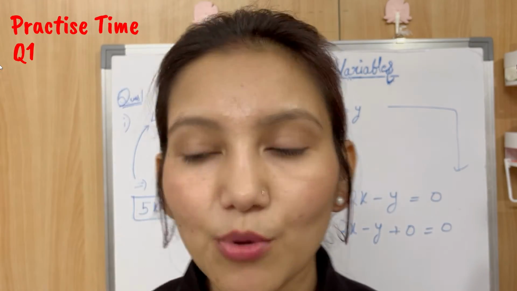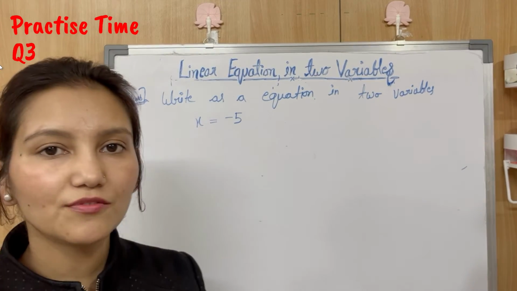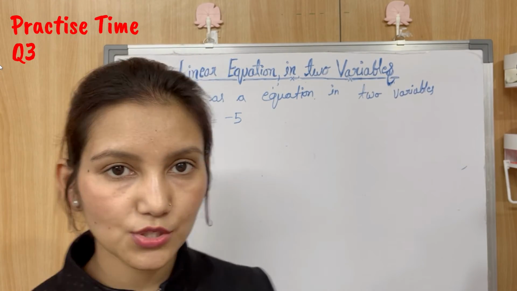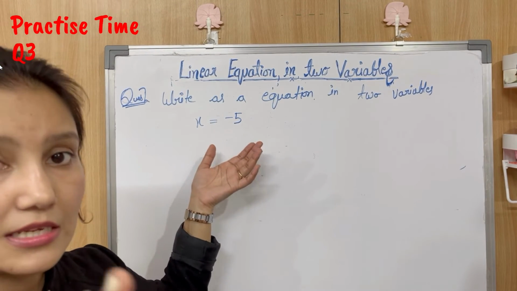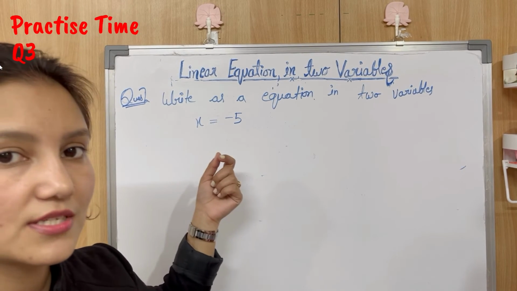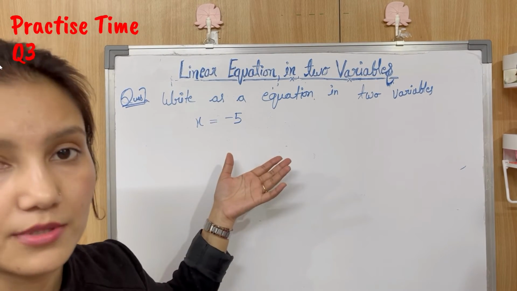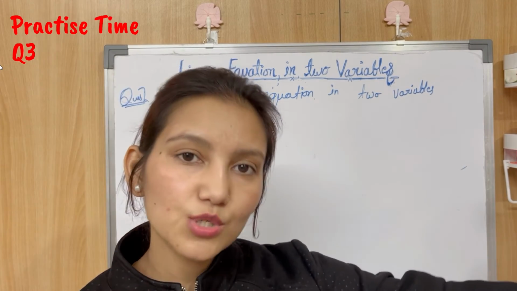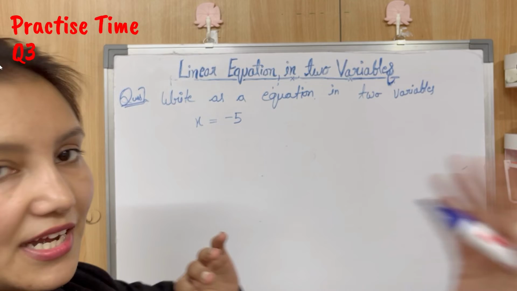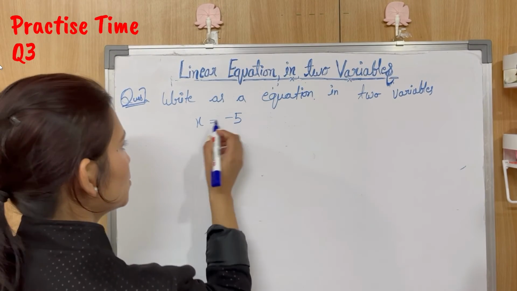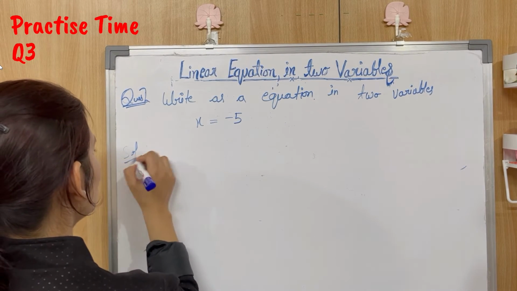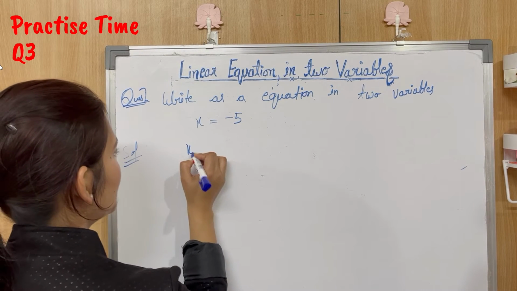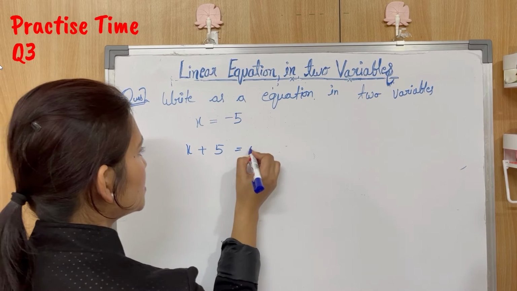So let's solve one more question. Write this equation as an equation in two variables. Okay, so you have an equation in front of you, but this is a degree 1 equation with only one variable. So you have to write this equation in two variables. First of all, we'll bring everything that is on the right side to the left hand side. So minus 5 is on the right side, we'll bring it towards the LHS. So it will become x plus 5 is equal to 0, right?